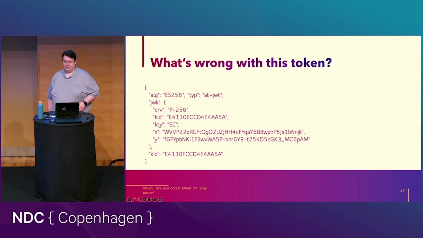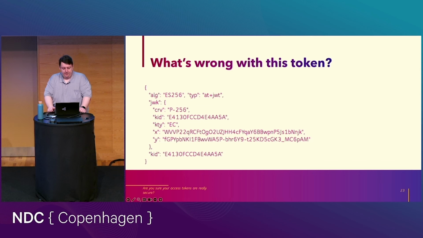If you decode that header, you can see algorithm ES256, which is what they expected, type access token plus JWT, there's a key ID, and then there's something else, another JSON object. There's a JWK claim with properties like CRV, key ID, which is the same as the other one, KTY, key type, an X and a Y value.